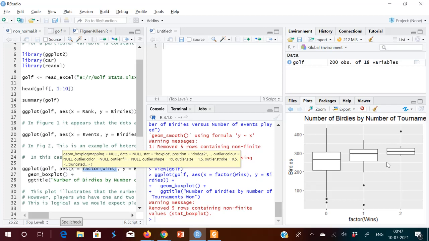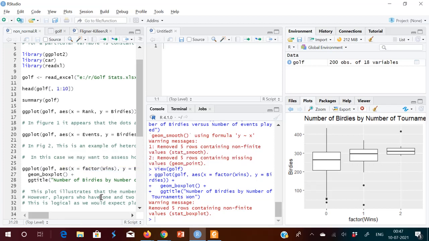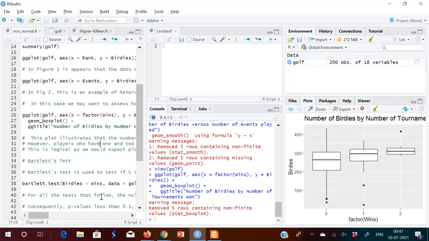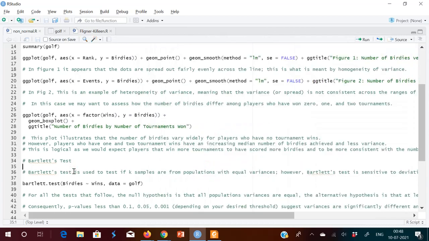Now what we can see is there is an overlap of the box plots. So let us see how it is. You are going to do the test to find whether there is a difference in the variance of birdies across wins. Okay, so there is a test called Bartlett's test. That's the first test you have to do to check this.